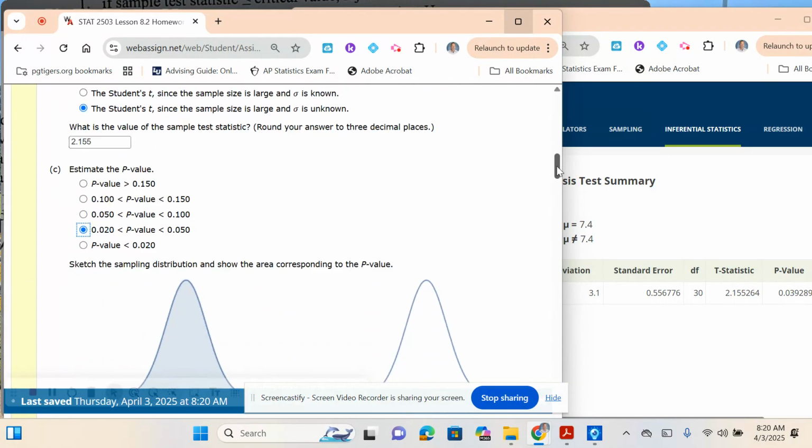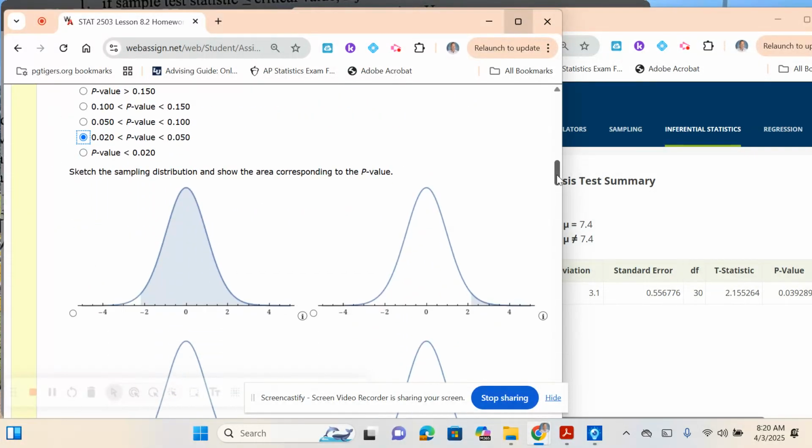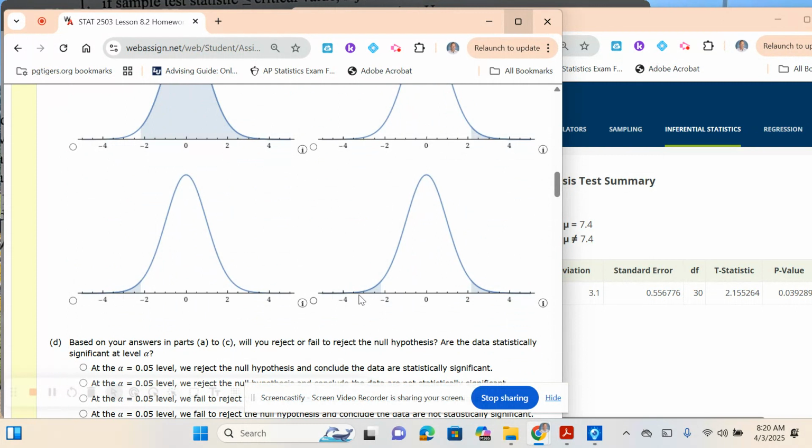What does the distribution look like? Well, it's not equal to, so that means it's a two-tailed test. You're going to look for two tails that are shaded. So just like that, two tails that are shaded.